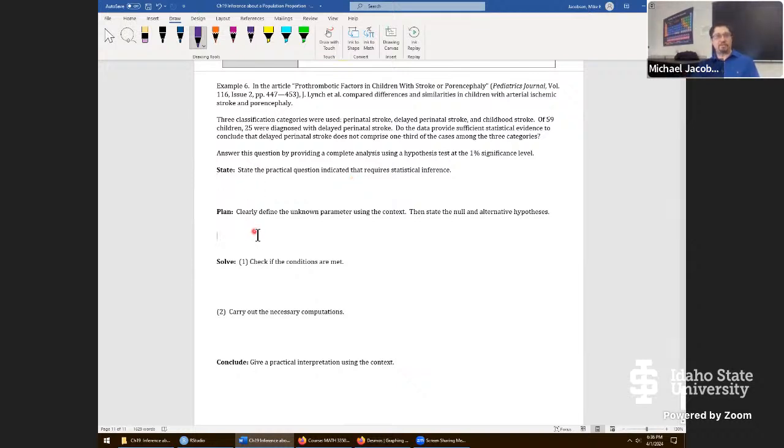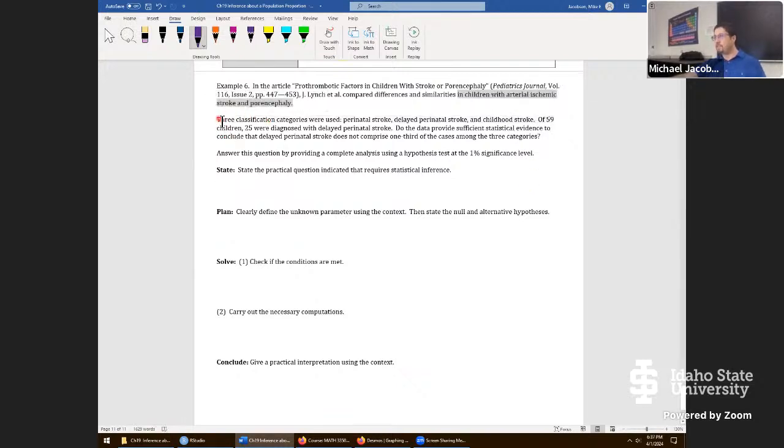That'll be a good time to refresh ourselves on Wednesday's class. But here's how this problem starts. It says, in the article, prothrombotic factors in children with stroke or encephalopathy, these people compare differences and similarities in children with arterial ischemic stroke and porencephaly. I'm probably pronouncing a lot of these weird. But when they say in these children, looks like that's the population we're thinking about. So we'll need to remember that to define the parameter.